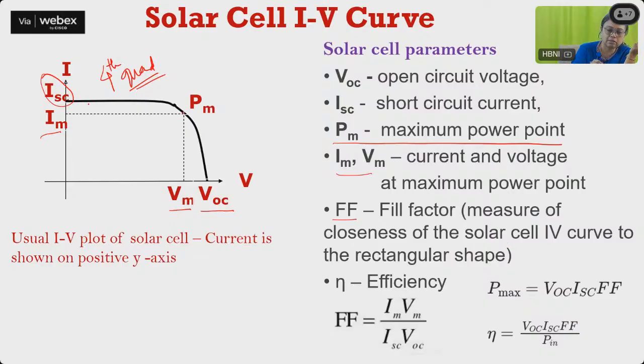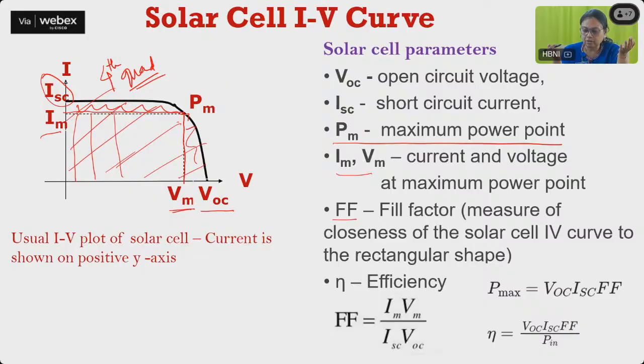So now this is the full working area you can operate. This is the maximum I, this is the maximum V you are able to take out from a given solar cell. Now this part, because this is the V max and this is I max, actually you are not able to operate in this region. Your region of operation is only this much. So that is called the fill factor. It is the measure of closeness of the solar cell IV curve to the rectangular shape.